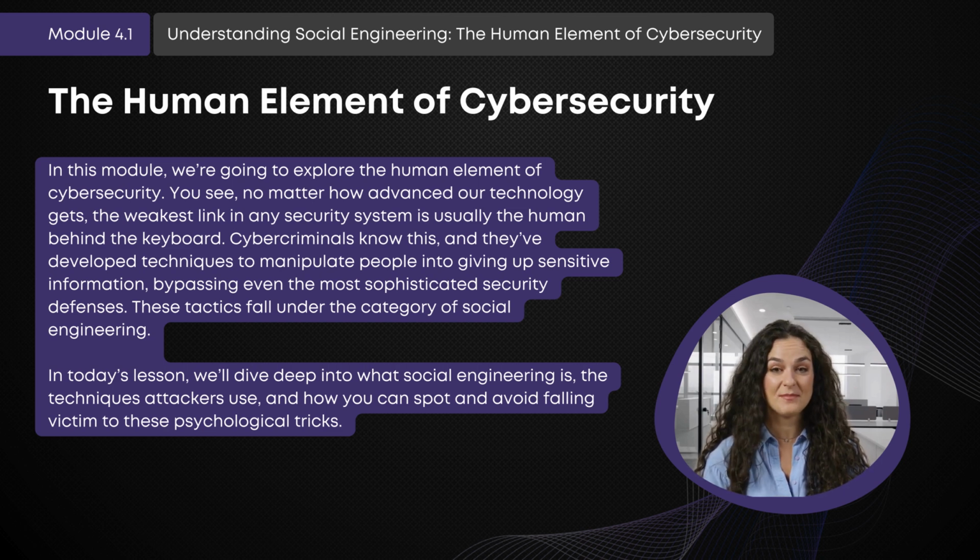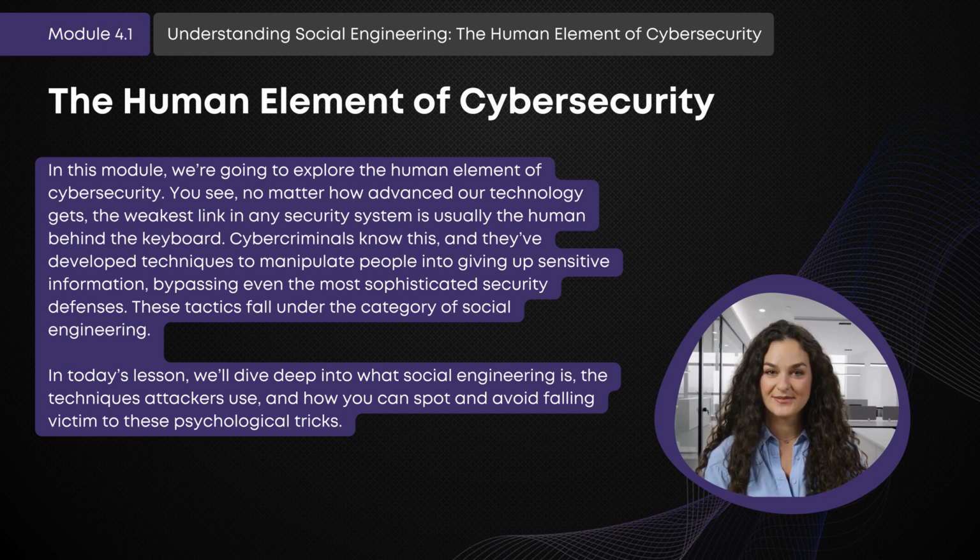You see, no matter how advanced our technology gets, the weakest link in any security system is usually the human behind the keyboard. Cybercriminals know this, and they've developed techniques to manipulate people into giving up sensitive information, bypassing even the most sophisticated security defenses. These tactics fall under the category of social engineering. In today's lesson, we'll dive deep into what social engineering is, the techniques attackers use, and how you can spot and avoid falling victim to these psychological tricks.